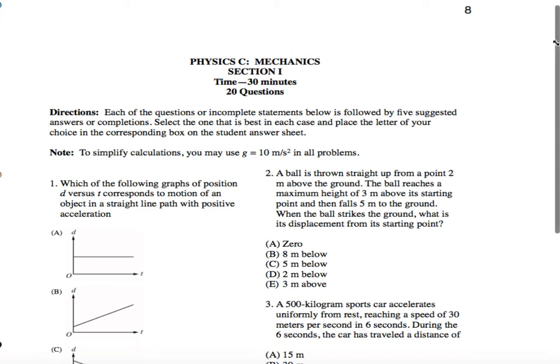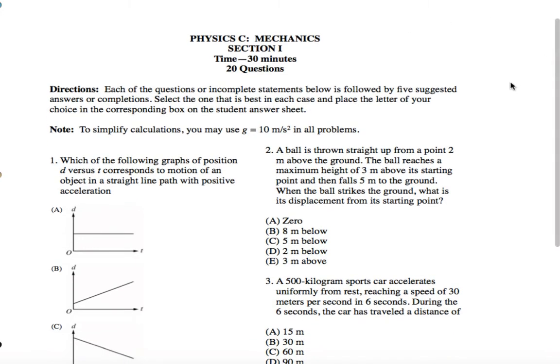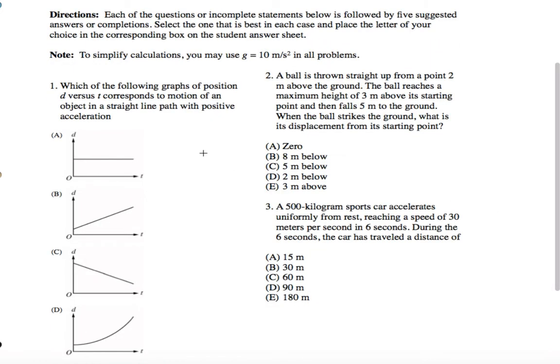All right, so I want to jump in and actually take a look at the multiple choice section of the second exam that I gave you. And we're just going to jump in and take a look at some of the problems. So we have a position versus time graph. We have positive acceleration, and we want to know what the position graph looks like.